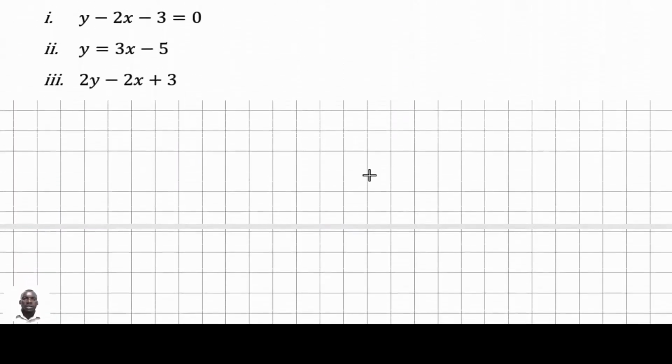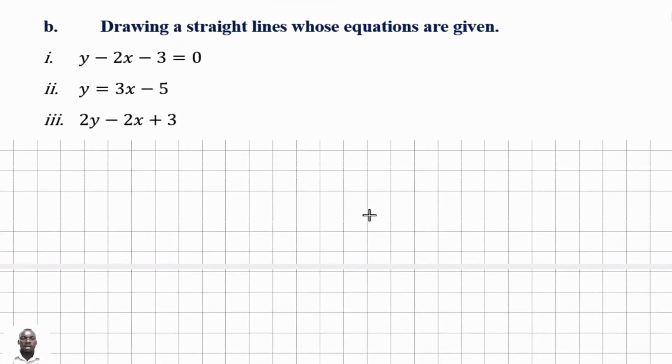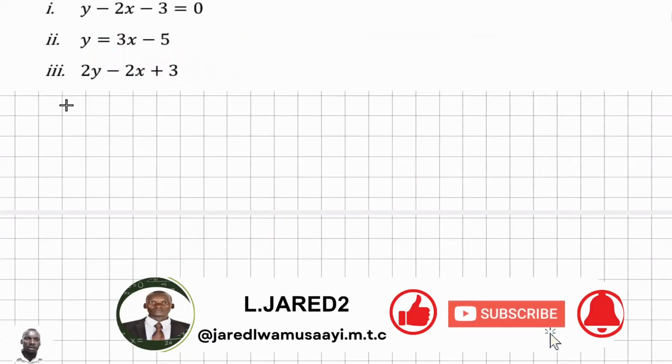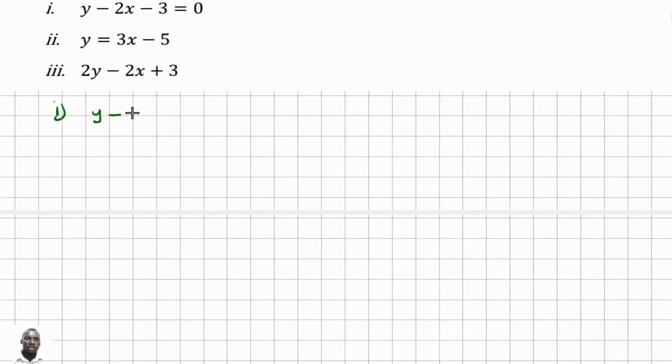Let us go to our second learning outcome, which is drawing a straight line whose equation is given. Likewise, here we have Roman numerals 1 up to 3, and these are the steps we follow to draw the line whose equations are given here. Let us start with Roman numeral 1. Our equation is y minus 2x minus 3 equals 0.